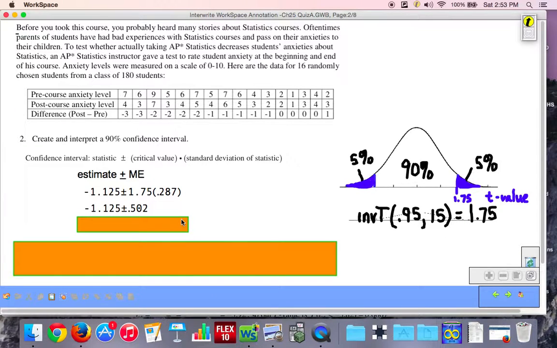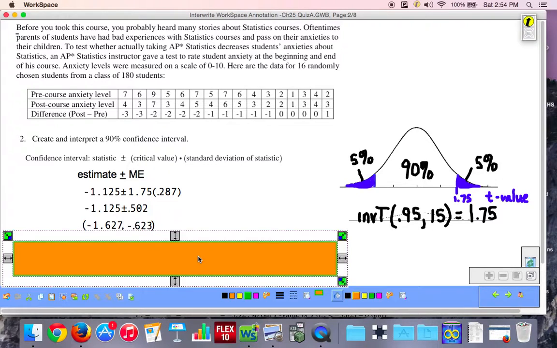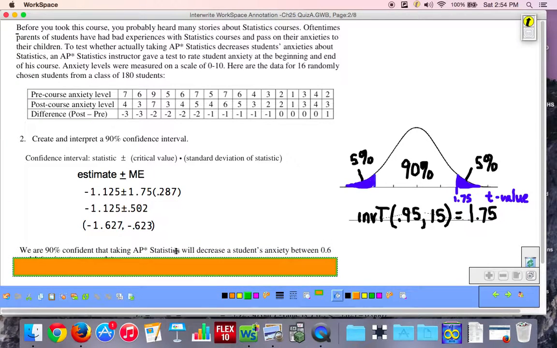Then we get -1.125 plus or minus 0.502. And that gives us a confidence interval of -1.627 to -0.623. And what does that mean? It means that we're 90% confident that taking AP Statistics will decrease a student's anxiety between 0.6 and 1.6 points on our scale. Obviously, we created the study, so therefore the scale was ours as well.